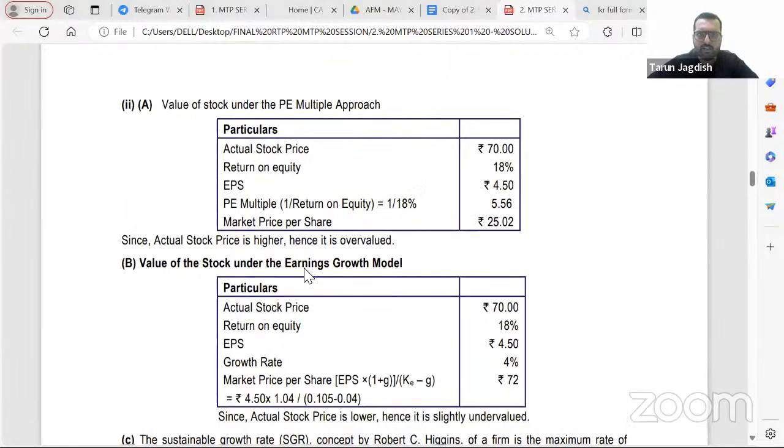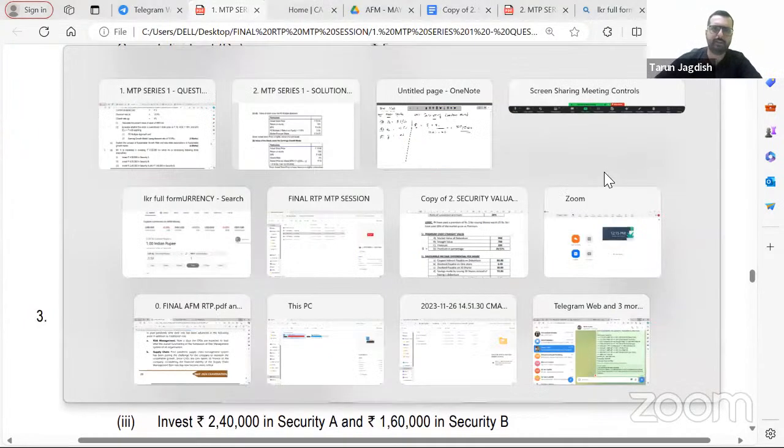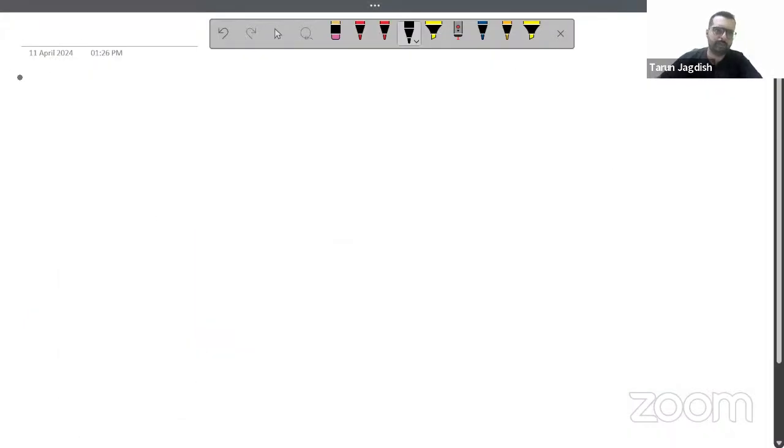All right. Then they're asking you in the second part, evaluate whether the stock is overvalued, if the stock price is 70 and ROE is 18%. Let me go to the next page now.